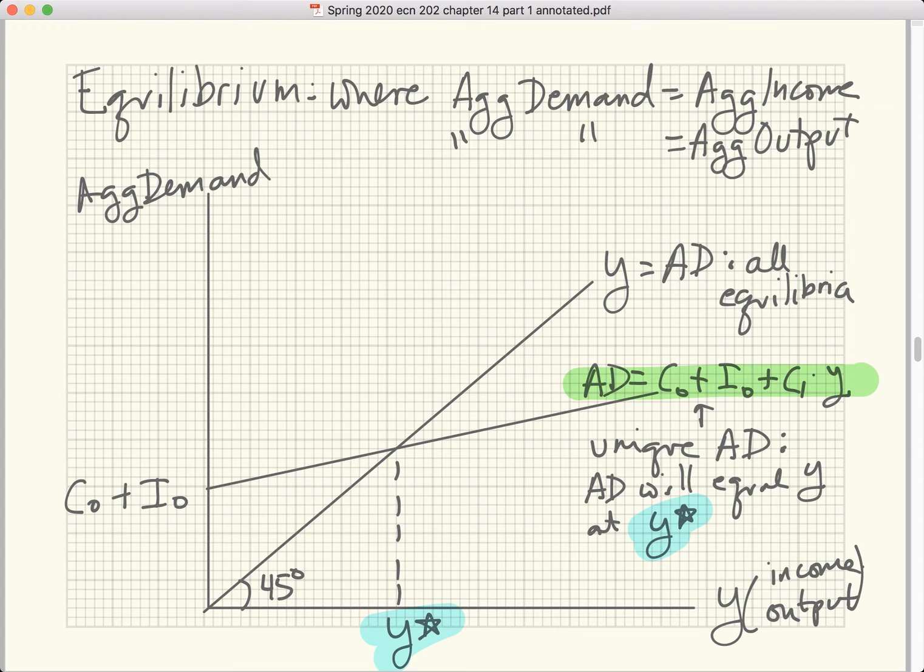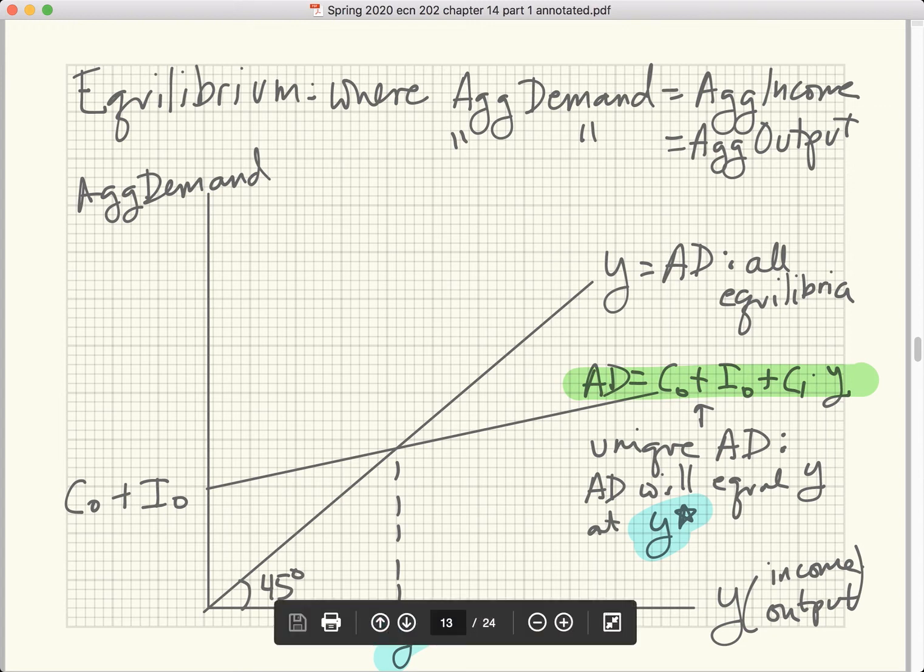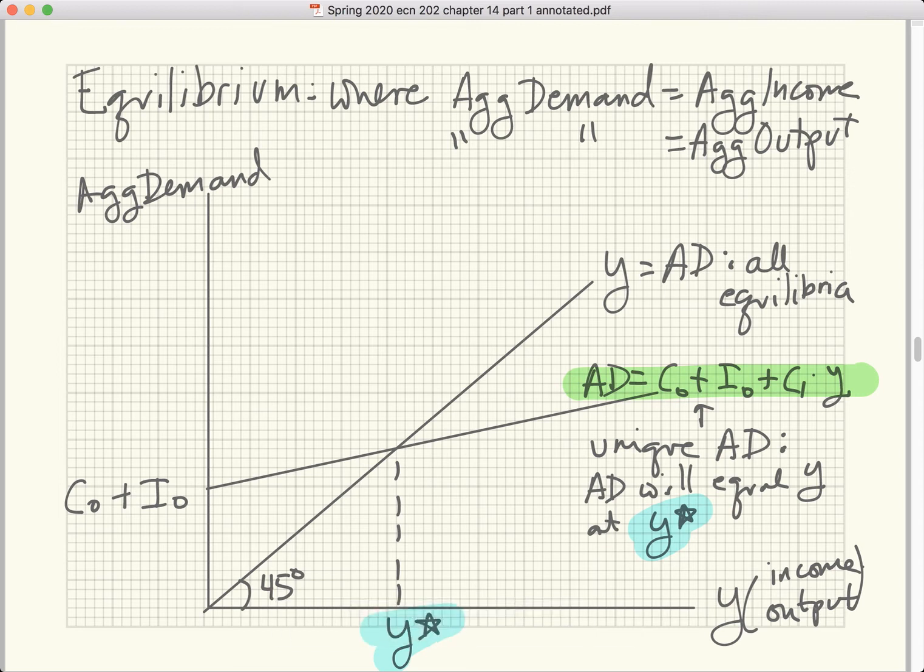On the other hand, if we are to the left of Y star, if Y is less than Y star, then the implication here is that households are spending more than firms are producing, or they are spending more than they are earning. So when the economy is below Y star, we're going to expect growth. GDP is going to increase, or income is going to increase, as expenditure outpaces production. And on the right, when Y is greater than Y star, spending is less than total output, spending is less than total income.